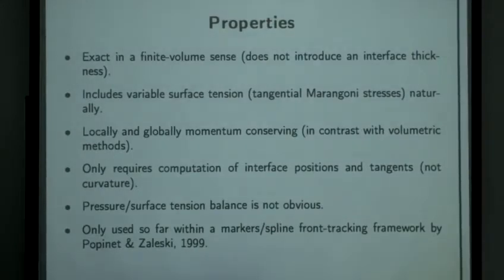Okay, so what's nice about that, again, it's exact in a finite volume sense. It includes variable surface tension, so it has all the properties I listed before. What's nice too about it is that it only requires computation of the interface positions, because you need to know where the intersection points are to be able to compute the tangent to the interface at these points. It doesn't include higher order geometric properties. You don't need curvature, for example, in this case, right? So of course you can hope to have higher order estimate for tangent than for curvature, right?